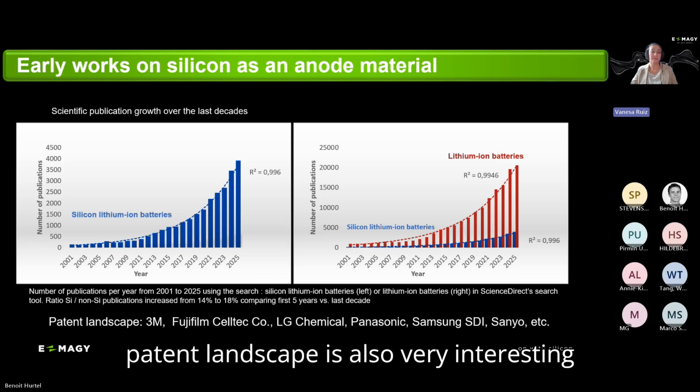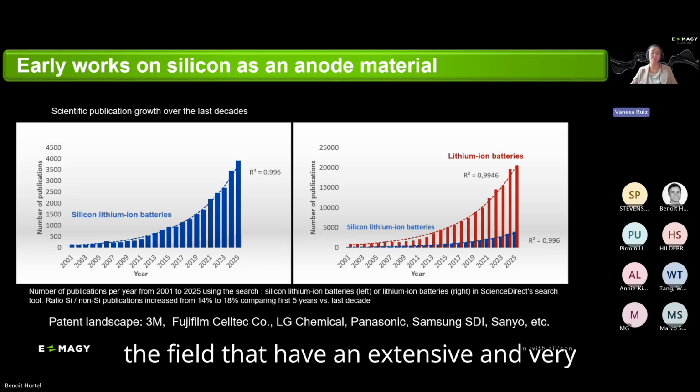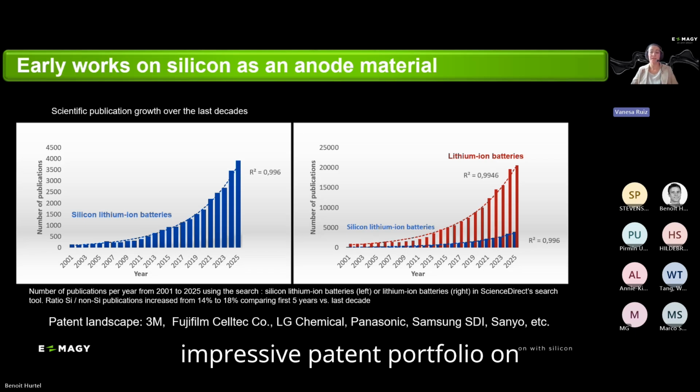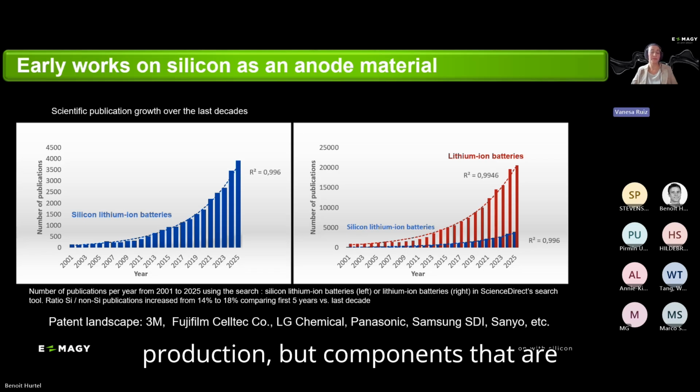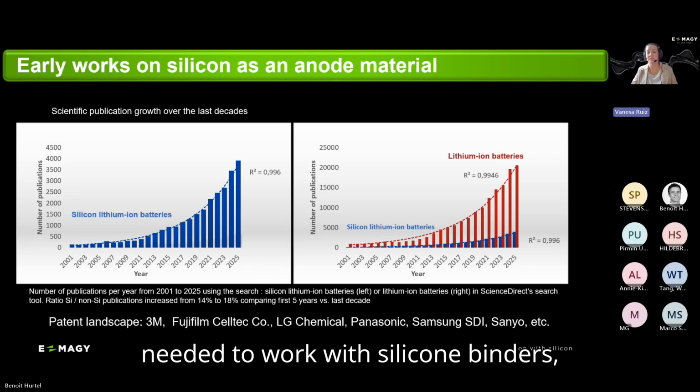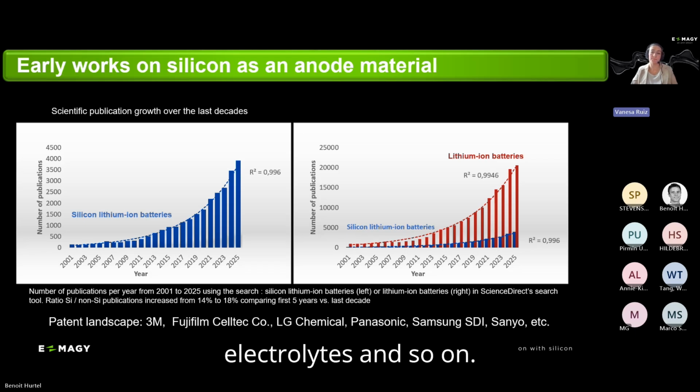Certainly, the patent landscape is also very interesting to look at. There are many big players in the field that have an extensive and very impressive patent portfolio on silicon, and not only silicon production, but components that are needed to work with silicon: binders, electrolytes, and so on.